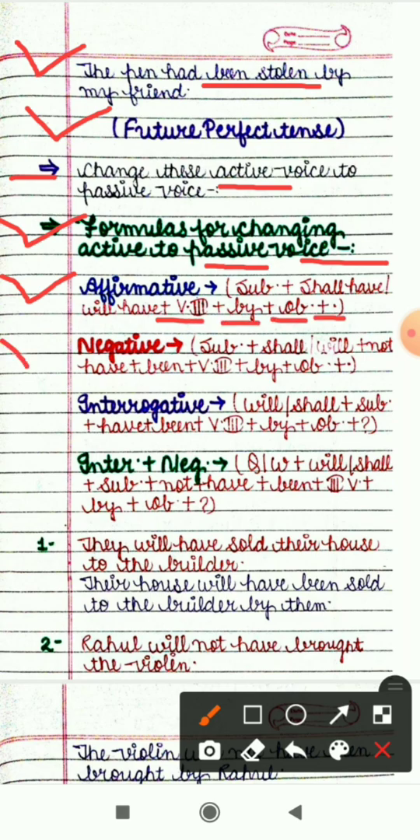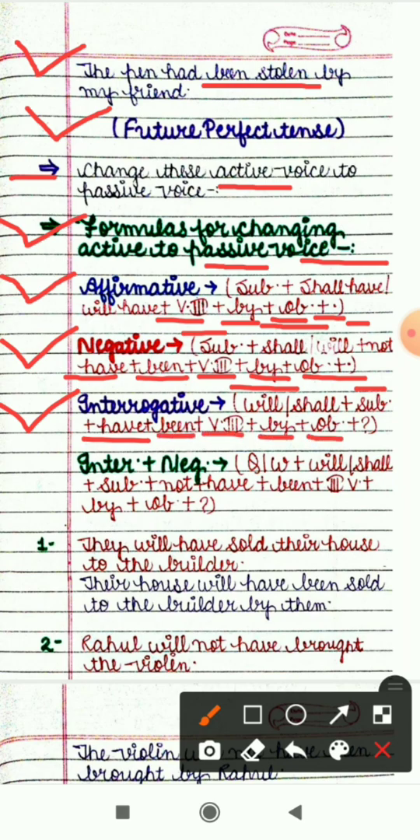Second formula is of negative sentences. So first of all, new subject, shall and will according to the new subject, then not, then have, been, verb third form, by, object, and in the last full stop. Third formula is of interrogative sentences. So first of all, will and shall according to the new subject, then new subject, then have, been, verb third form, by, object, and in the last question mark.